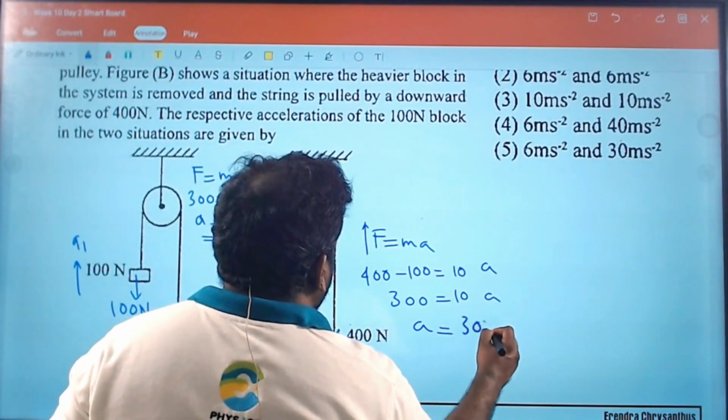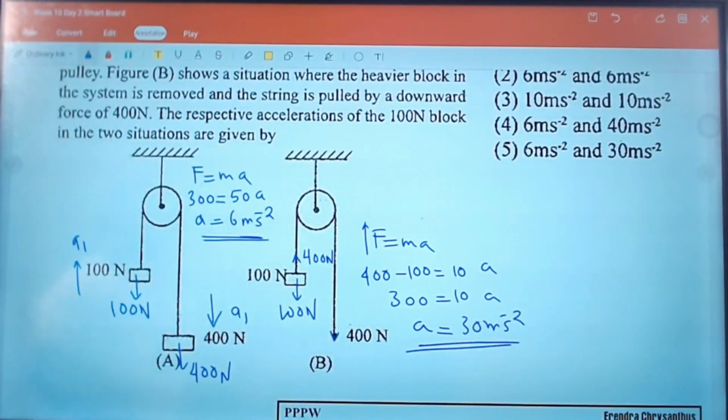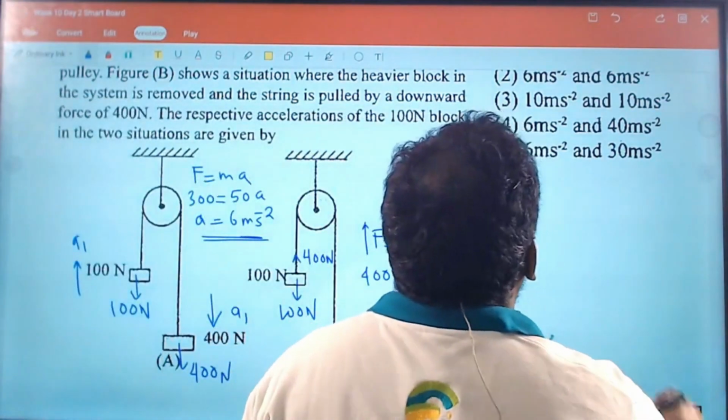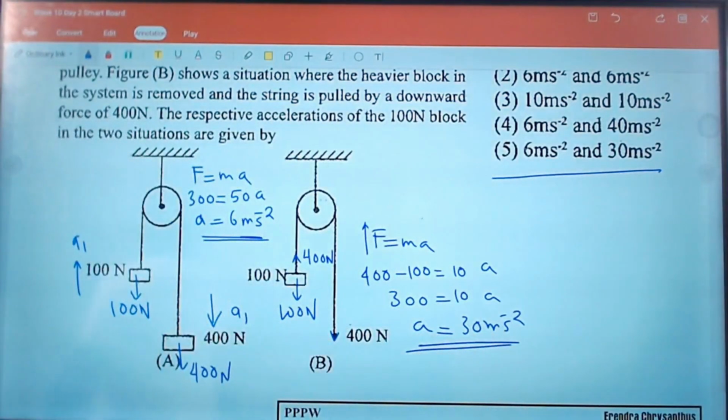Answer is 30 m/s². So they are especially talking about 100 newtons. No? So here 6 m/s², 30. Correct answer is going to be answer number 5.